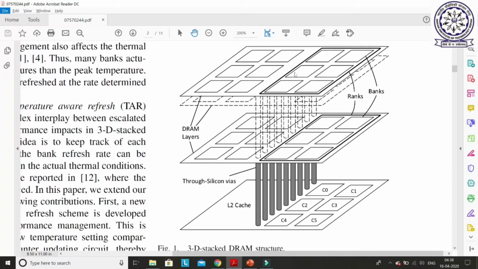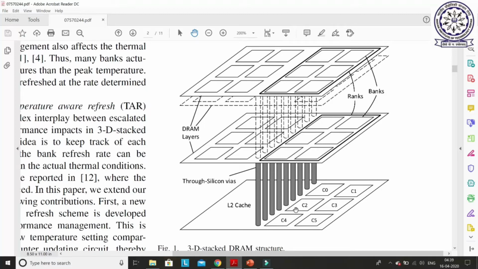So this type of DRAM memory design is called 3D stacked DRAM, because these DRAM memories are placed on top of an IC, on top of a multi-core processor. So they are called 3D stacked DRAM. So what is the advantage of 3D stacked DRAM? One of the most important disadvantages of DRAM is that it is slow.